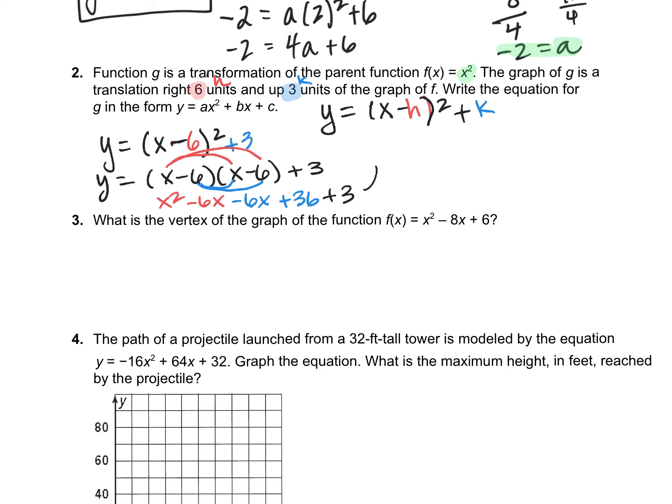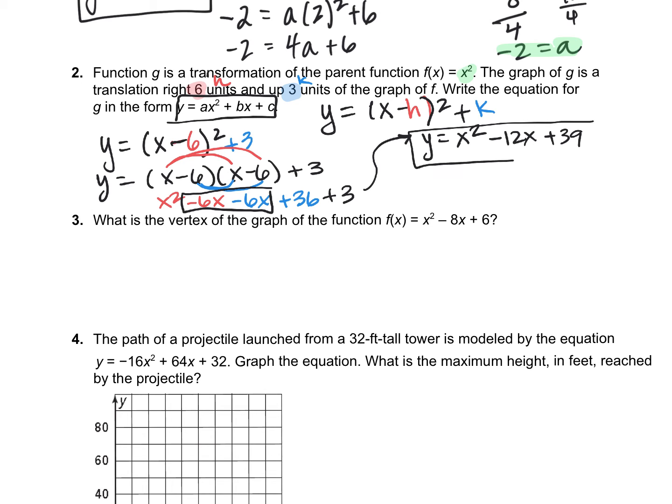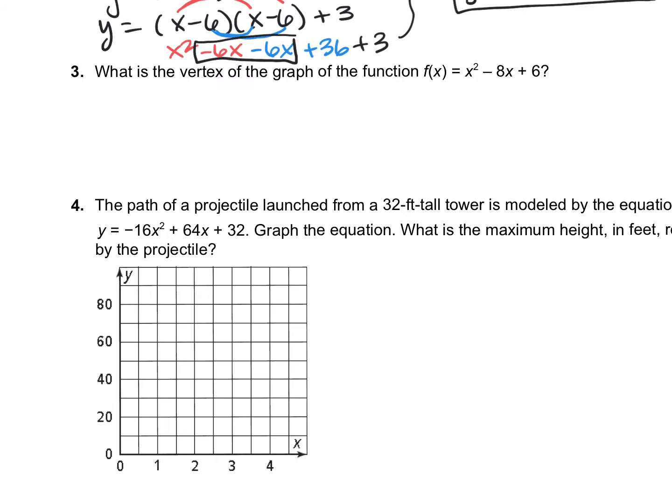So then I'm going to simplify. So I've got y equals x squared. These two guys are like terms. -6x and -6x make -12x. And then 36 plus 3 is 39. So this is in the form of standard form, y equals ax squared plus bx plus c. And it looks like this.